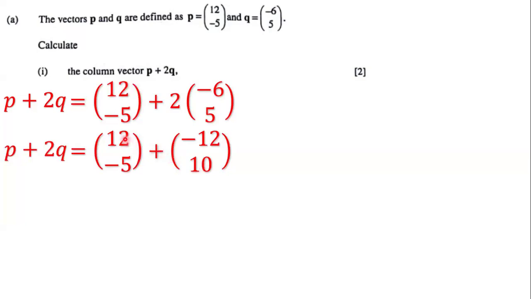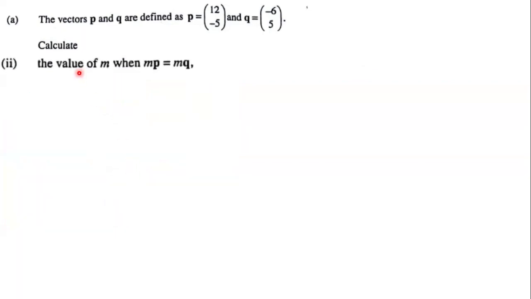So we have (12, -5) plus (-12, 10). And so we add, we say 12 plus -12, and 12 plus -12 is 0. Then we say -5 plus 10, and -5 plus 10 is definitely +5. And so we have P plus 2Q equal to (0, 5). So the column vector P plus 2Q is equal to (0, 5).